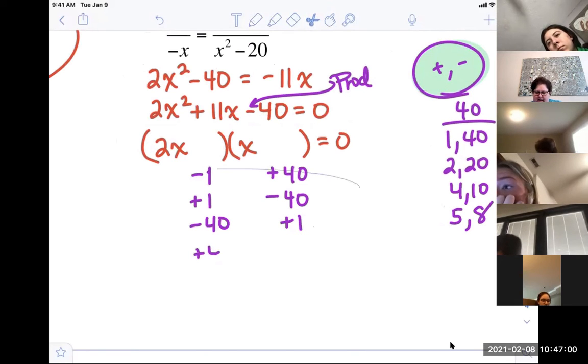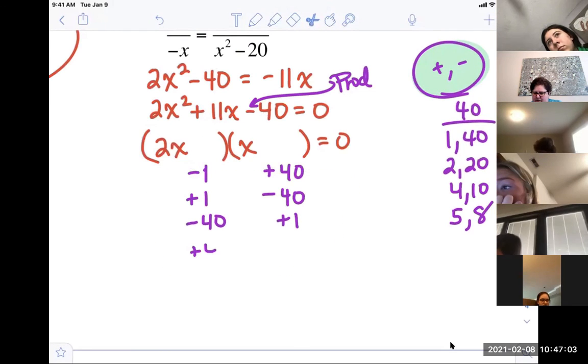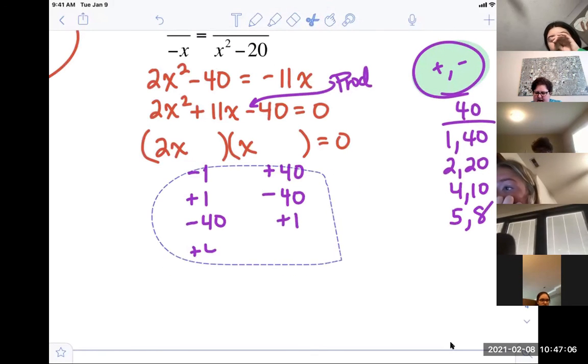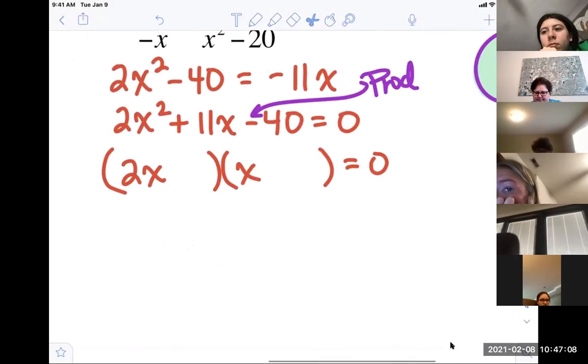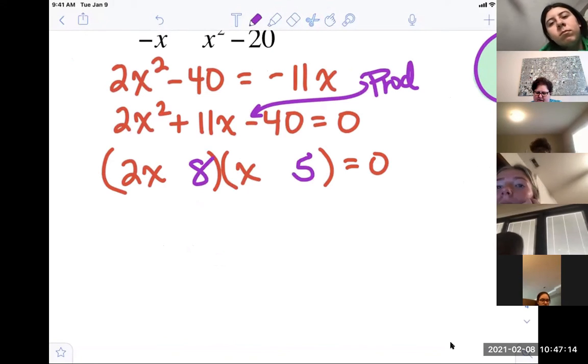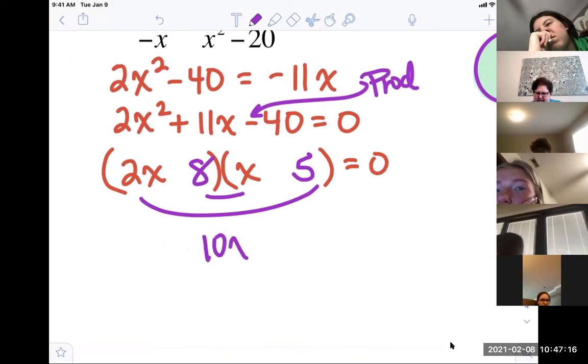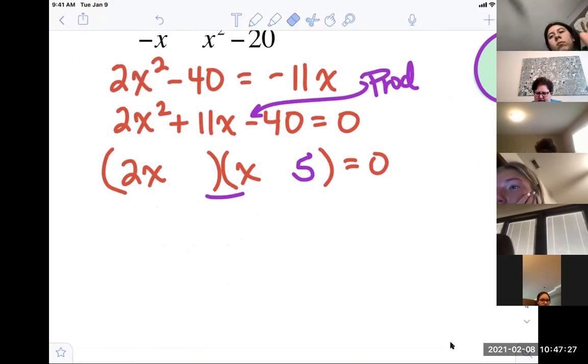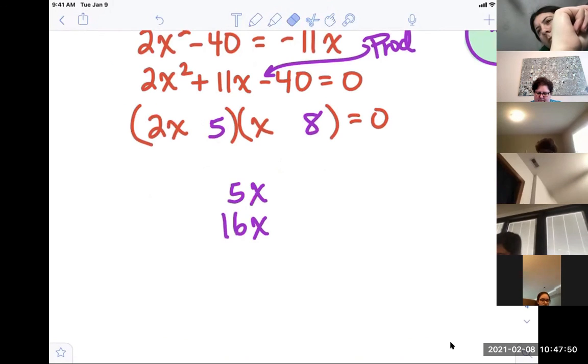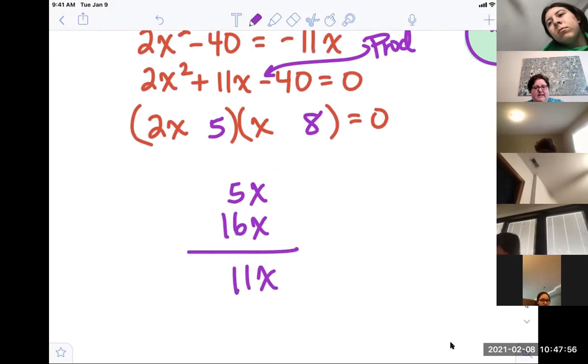Now, I'm going to go ahead and start with 5 and 8. What if I put 5 here and 8 here? Well, our middle terms are going to be 10x and 8x. And again, one will be positive and one will be negative, but it doesn't seem like there's any way to get 10 and 8 to give you 11, no matter what the signs are. So no 8 and 5. What if we try 5 and 8? These two together will give you 11x if the sign, which sign needs to be negative?